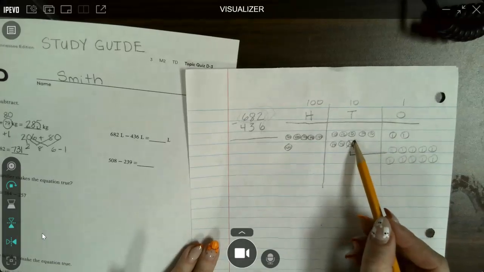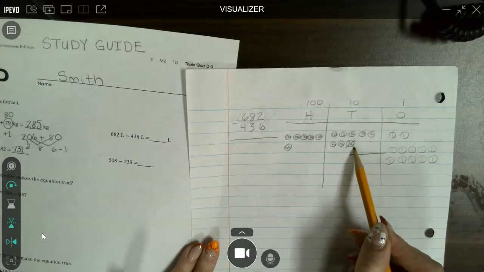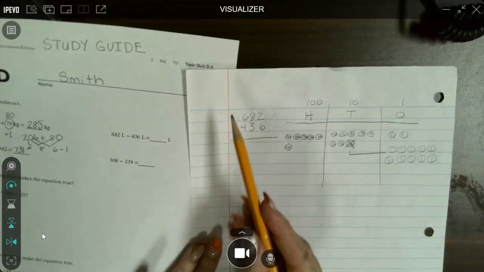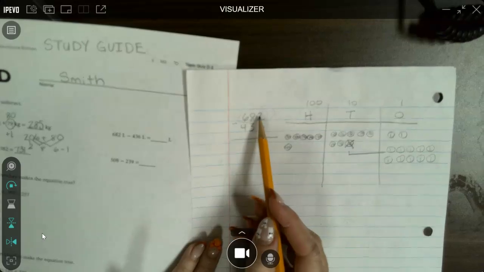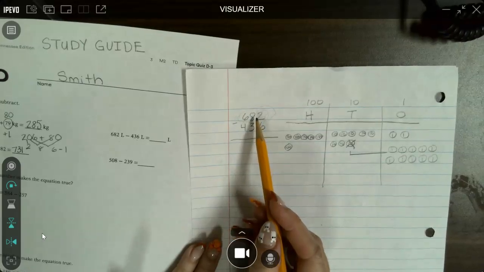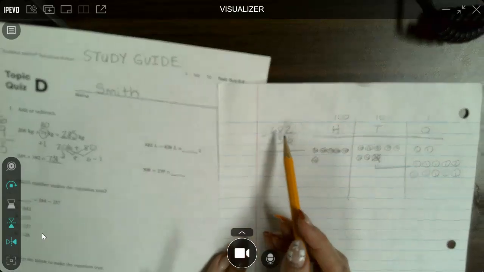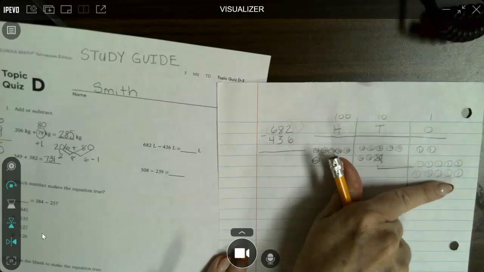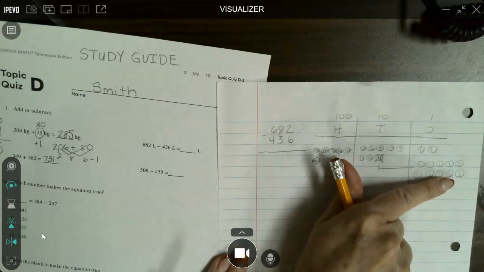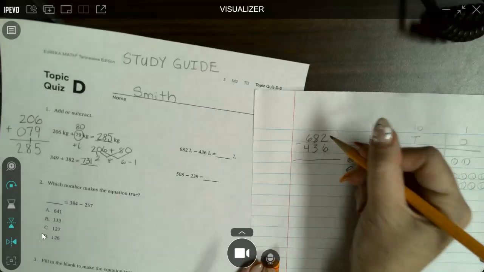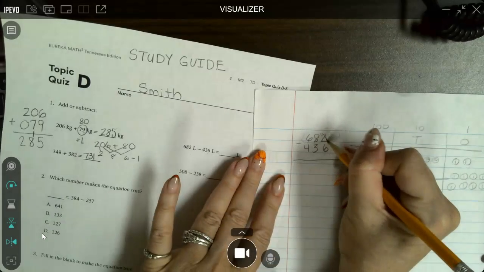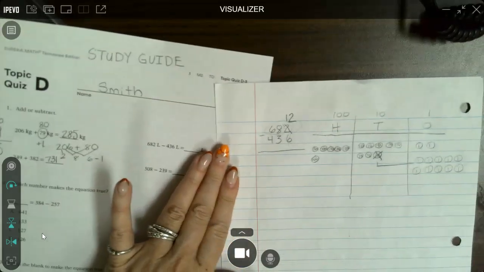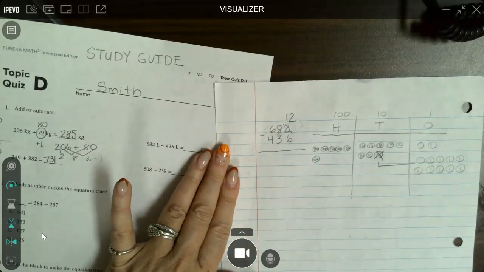It's very important that they understand this is no longer here. This is where marking a standard algorithm is very important. We call it renaming. This is no longer 2. I have much more than 2 now. I have 10 and 2, which makes 12.